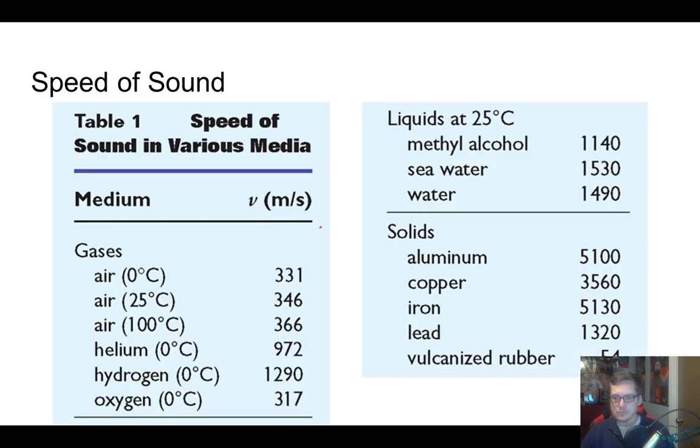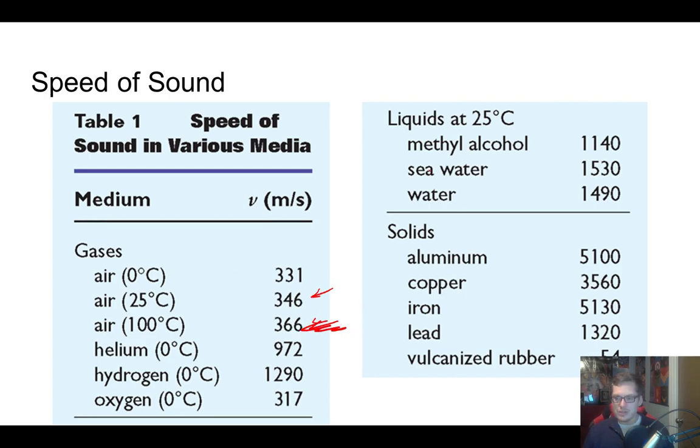So here are some examples of speed of sound. You've got speed in various media, like air at 0 degrees Celsius travels about 331 meters per second. 25 degrees is about 346, then 366, etc. We'll actually do a lab where we can measure the speed of sound. Not at 100 degrees, though. We're going to do it at room temperature because we're lazy.